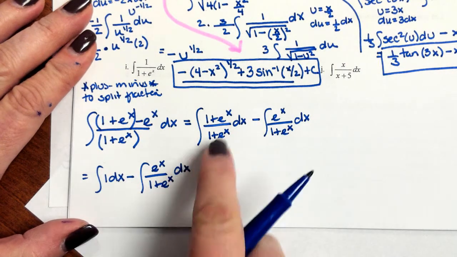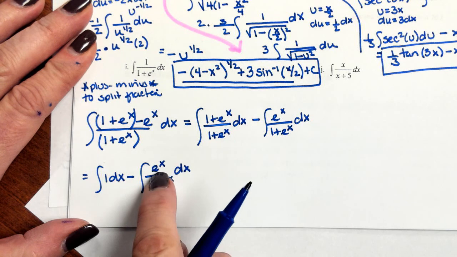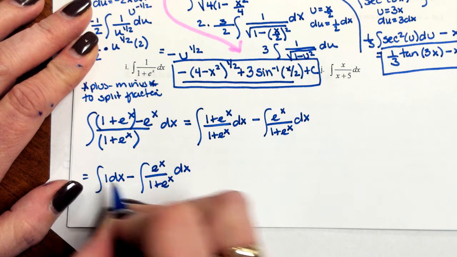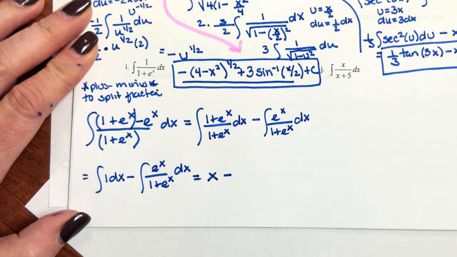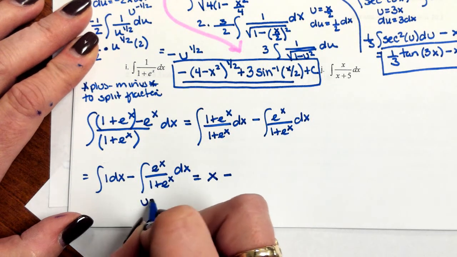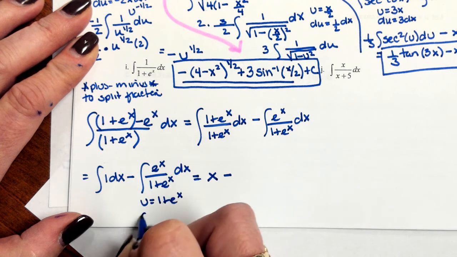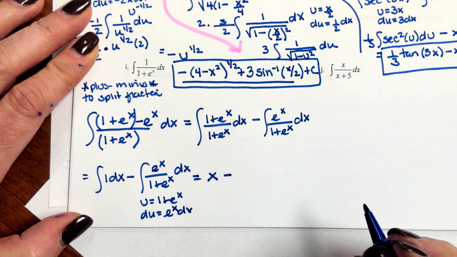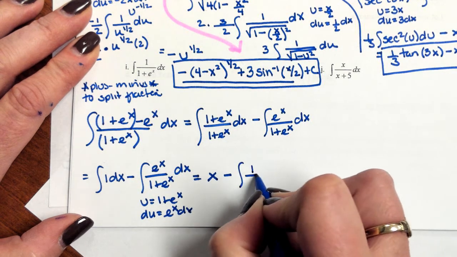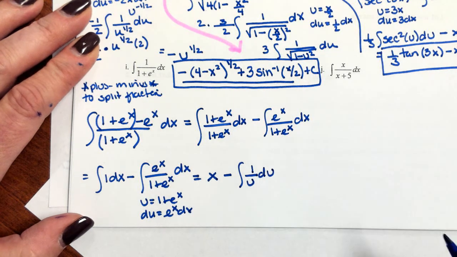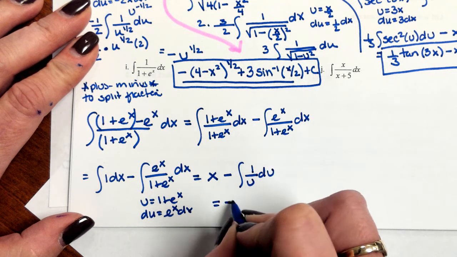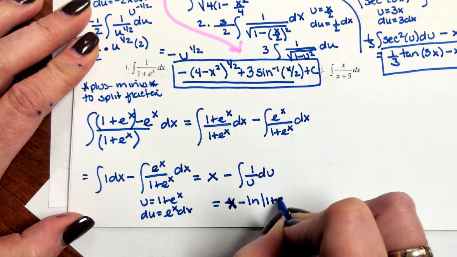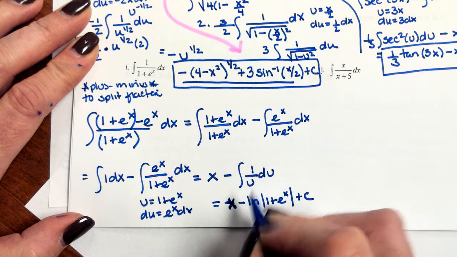So notice I've simplified this fraction down to 1. Notice I have my e to the x in the numerator and an e to the x in the denominator. Well, I know the antiderivative of 1 is just going to be an x. Minus. Do a u sub. u is going to be equal to 1 plus e to the x. My du is just going to be my e to the x dx. So I have x minus the integral of 1 over u du. So that's just going to give me x minus the natural log of 1 plus e to the x, plus c.